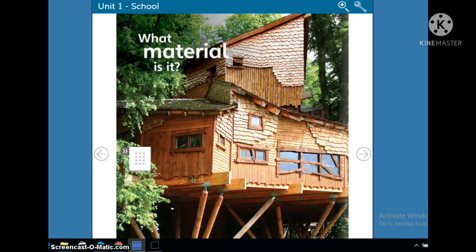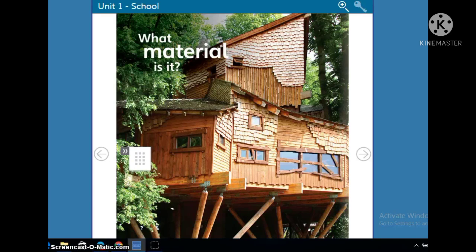Alright students, now I want you to open your textbook page 22. On page 22, you can see a picture of a house. Is it beautiful? Yes, the house is beautiful. Our topic for today is about what material is it. Now you can see the house.